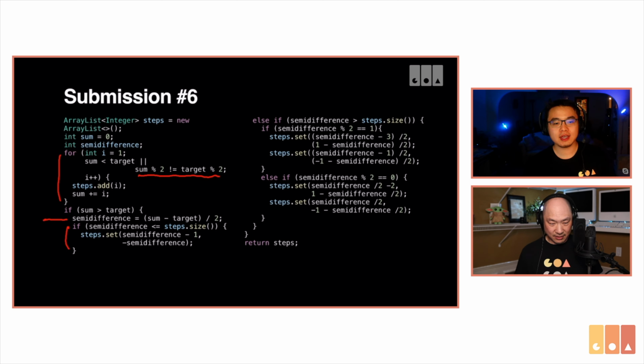In the case where half of the difference is greater than the size of the steps, that means we need to start flipping multiple numbers. So that's where the else if clause comes in. And this is the second part where the logic is pretty unique, such that for a couple of people without collaborating, it would be pretty hard to come up with that exact same answer.